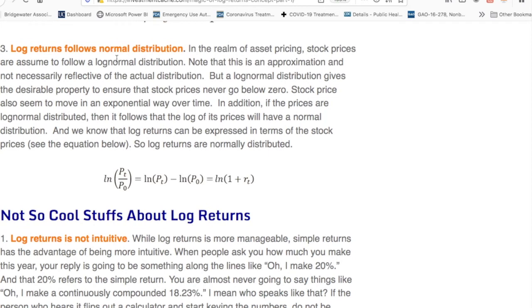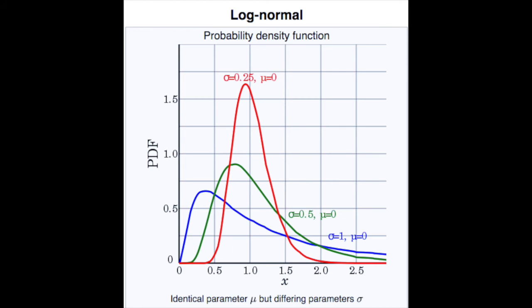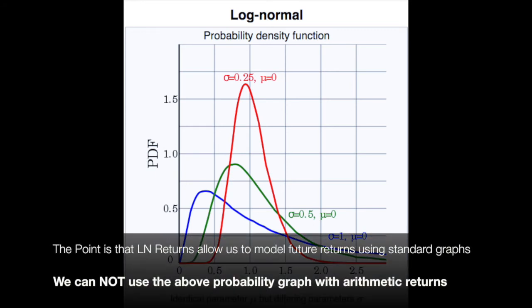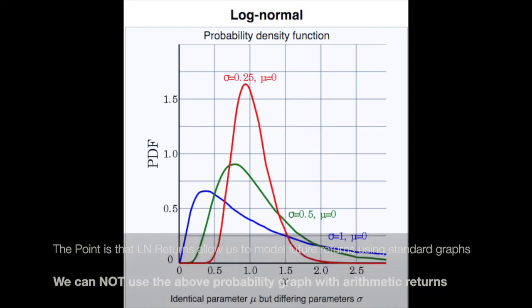Also, let's see what they have to say about the normal distribution. It says, in the realm of asset pricing, stock prices are assumed to follow log normal distributions. So a log normal distribution has a shape like this, with a longer tail on the right side. Smooth all that out. What they're saying is they like how it has a zero boundary, so you cannot go below 0. This is 0 here, and then these are increasing.